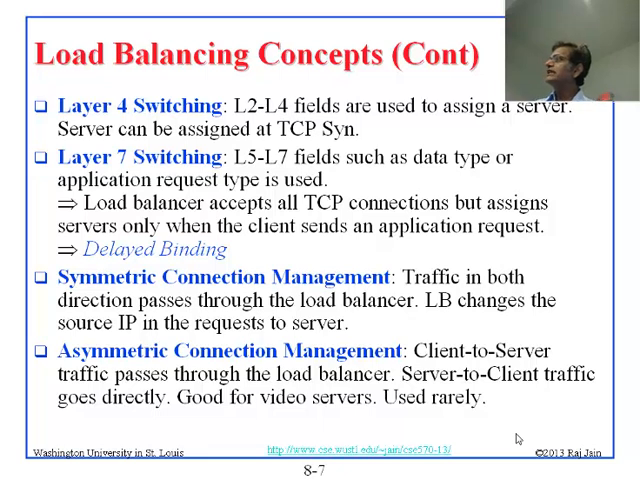Layer 7 switching is when you look at more fields, which means including layers 5 through 7. And really, in the TCP/IP world, we know that there is no layer 5 and 6. So this is layer 7. And if you look that up, then there is layer 7 switching.